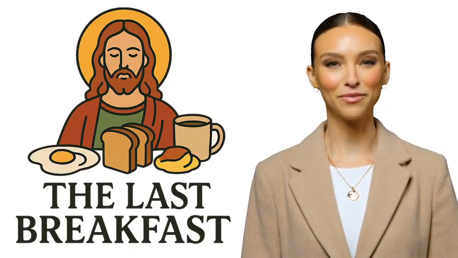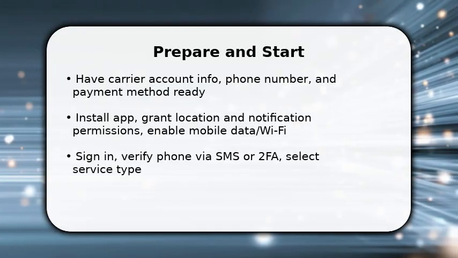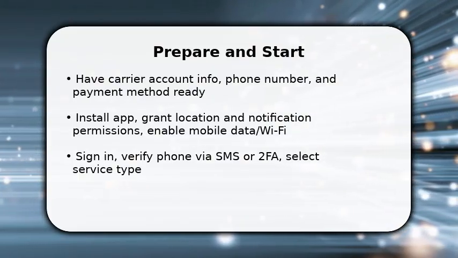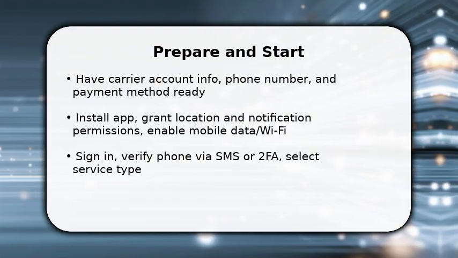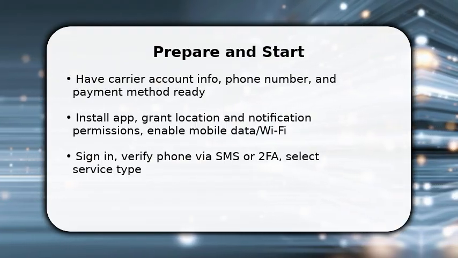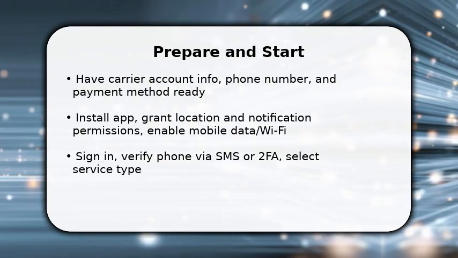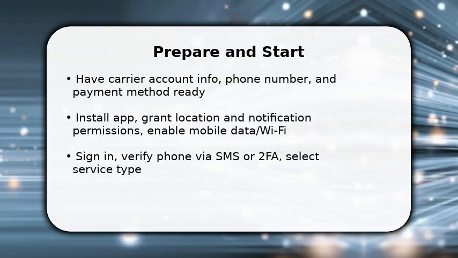Please enjoy the video. You begin by confirming prerequisites, account credentials, a valid phone number, and payment method. Once done, install the carrier services app and grant required permissions so features work. Sign in and verify with SMS or two-factor authentication to authenticate your device.